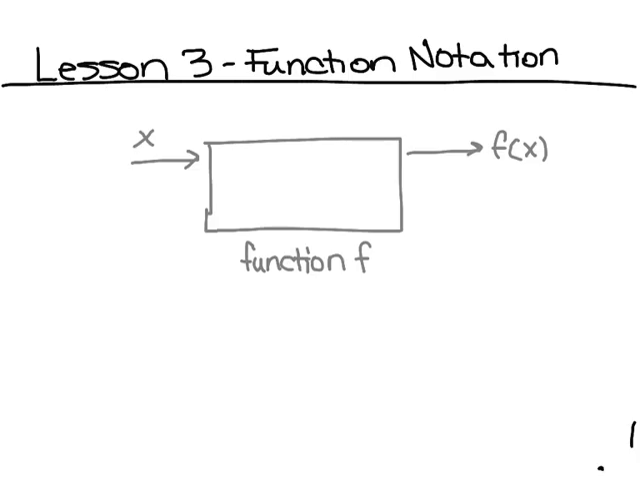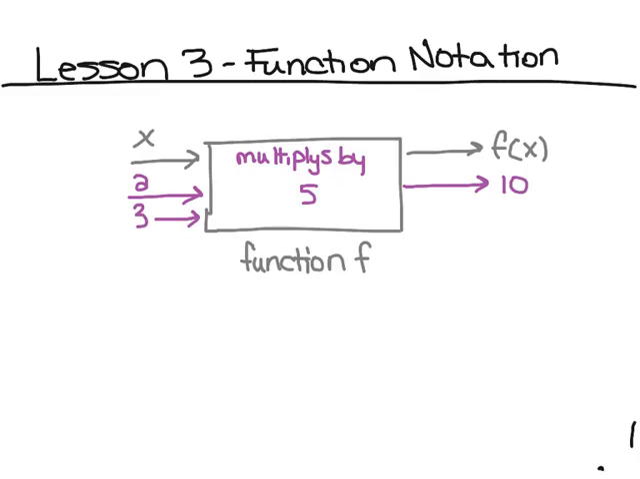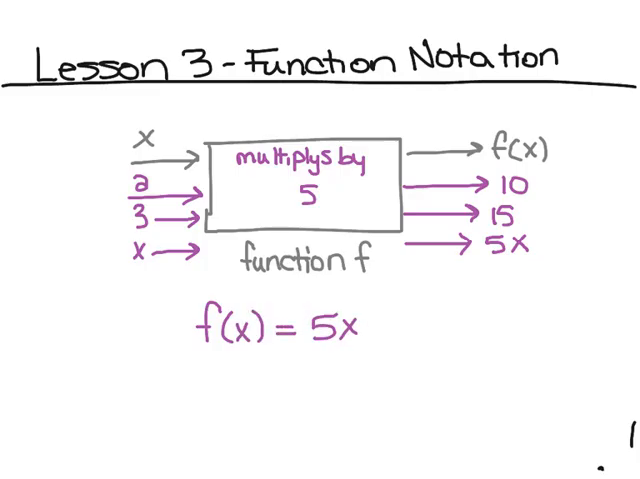So if we say that this function multiplies everything by 5, and we take a 2 and put it in here, it's going to multiply by 5 and come out as a 10. If we take a 3 and put it in here, it's going to multiply by 5 and come out as a 15. If we put an x in here, it goes into the box and comes out as 5 times x. So f of x, function of x, would be equal to 5x. That's how we write it in function notation.